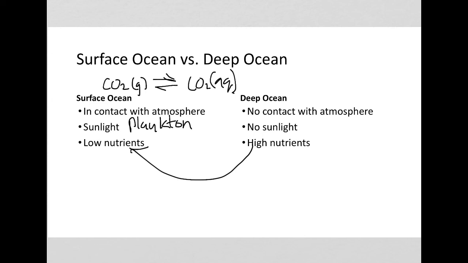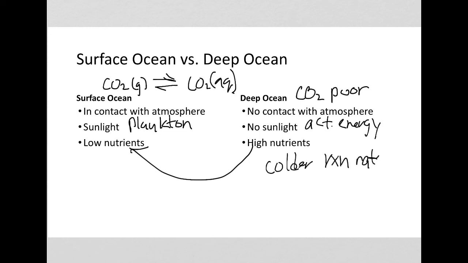Of course, deep ocean, no contact with the atmosphere. It's very CO2 poor. And of course, no sunlight. So sunlight can sometimes be activation energy in certain reactions. And so it's colder. And as you may know, from being colder, usually reaction rates decrease. So all of these are kind of playing a role in how the ocean is mixing and thoroughly moving throughout. And this upwelling is a very important concept in ocean acidification and how the ocean works.